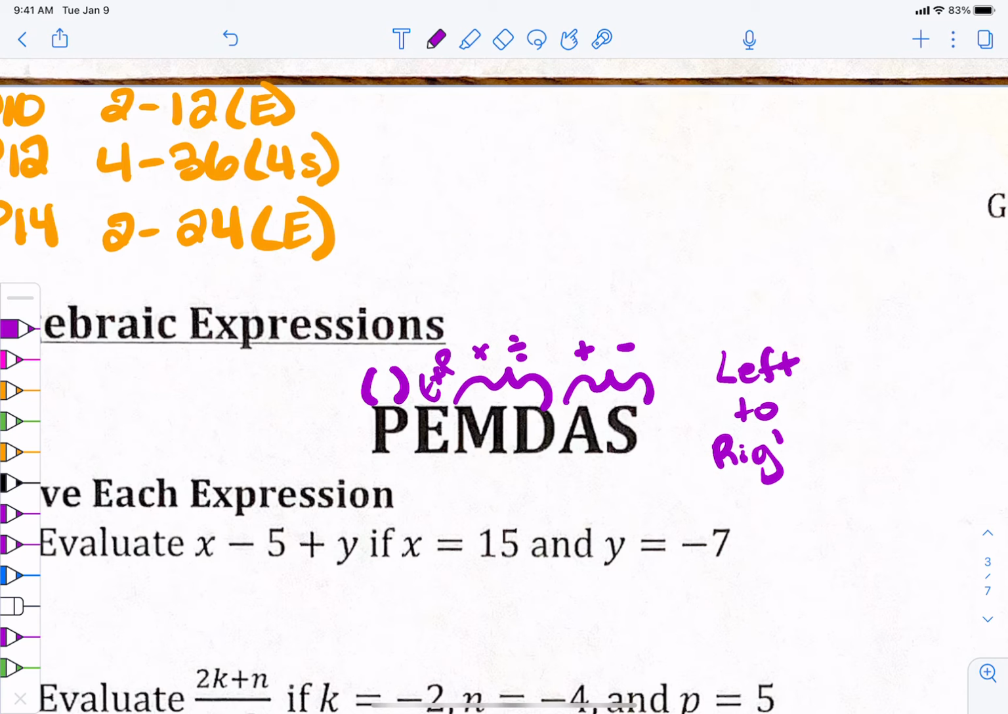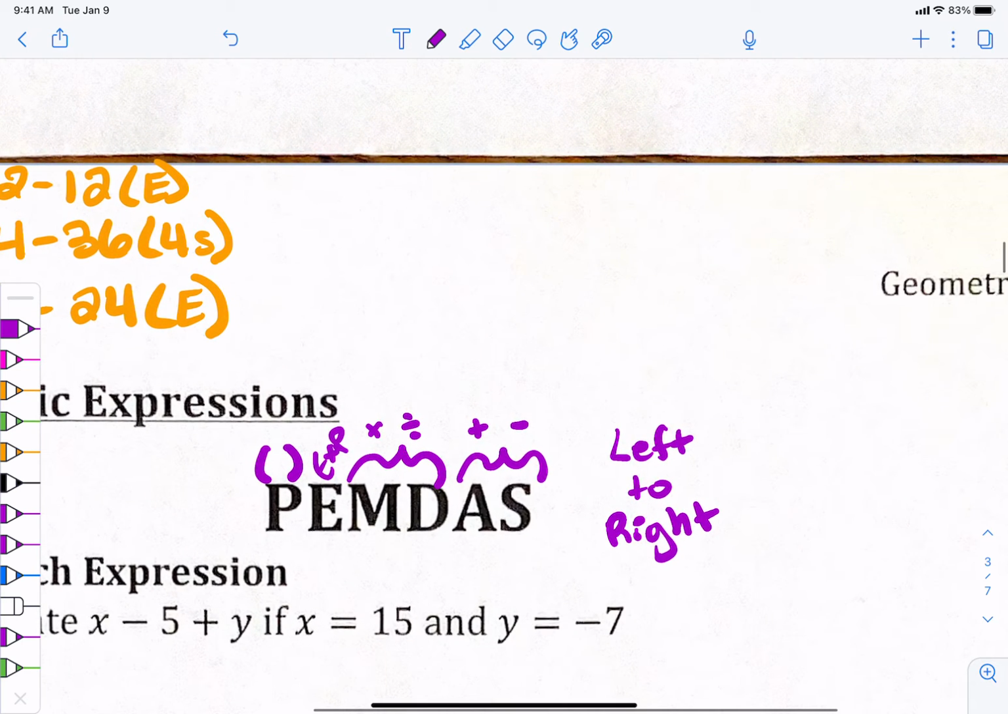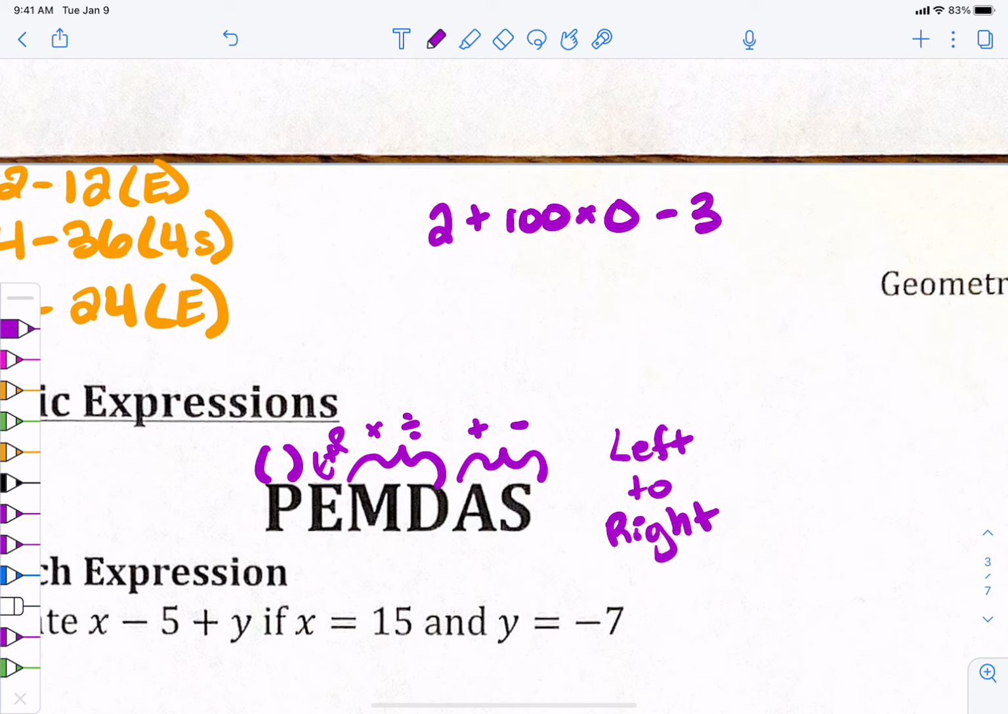Have you guys seen on like Facebook or social media or TikTok or whatever, where they'll give you like weird things and they'll say, solve this, and people come up with the wrong answer? Okay, so it was like, I don't even remember what it was, I think it was like 2 plus 100 times 0 minus 3 or something like that. I don't know. The answer wasn't -3. It would be -1. Yeah, -1.